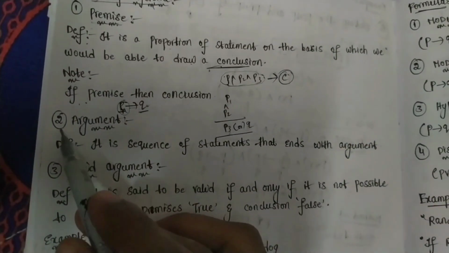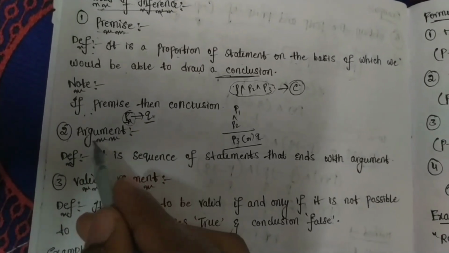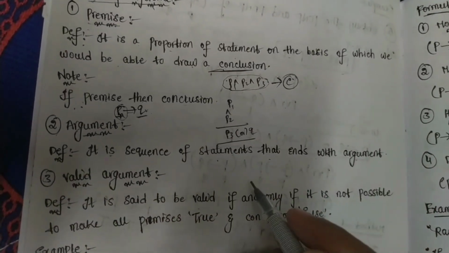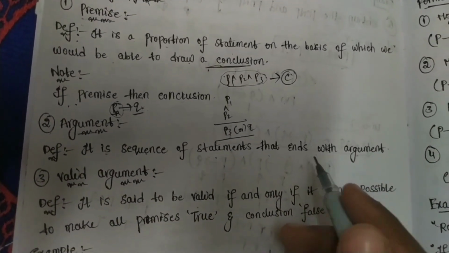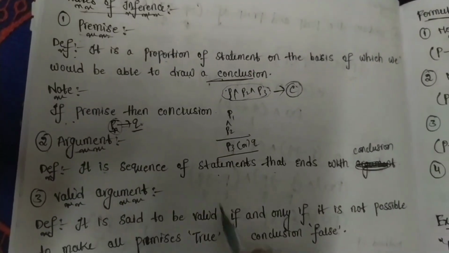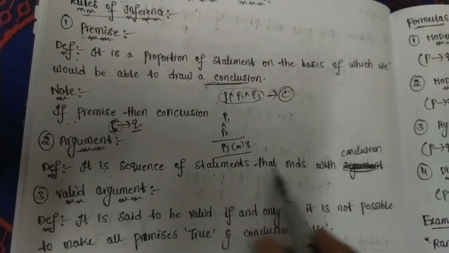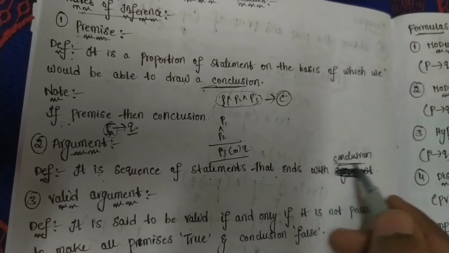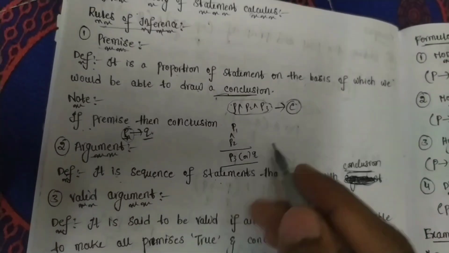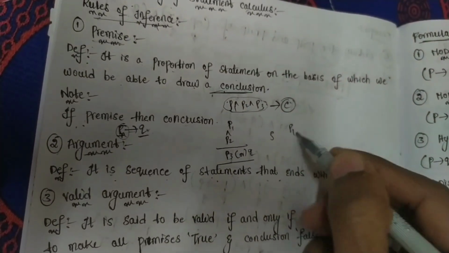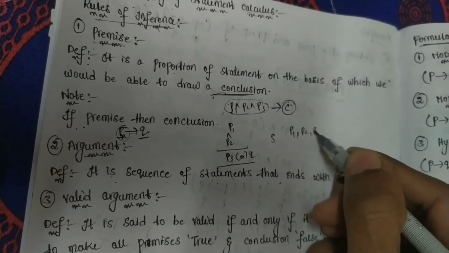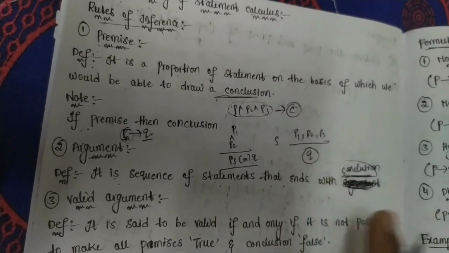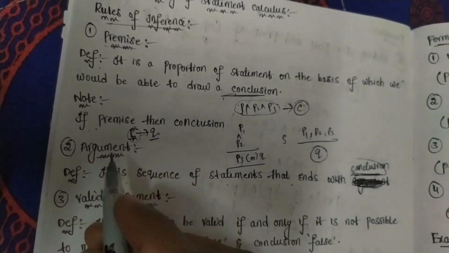Second, we have to know about argument. What is an argument? It is a sequence of statements that ends with a conclusion. Every statement or premise, that is P1, P2 and P3, has to end with a conclusion, that is Q. We have to end with a conclusion only. This is an argument.